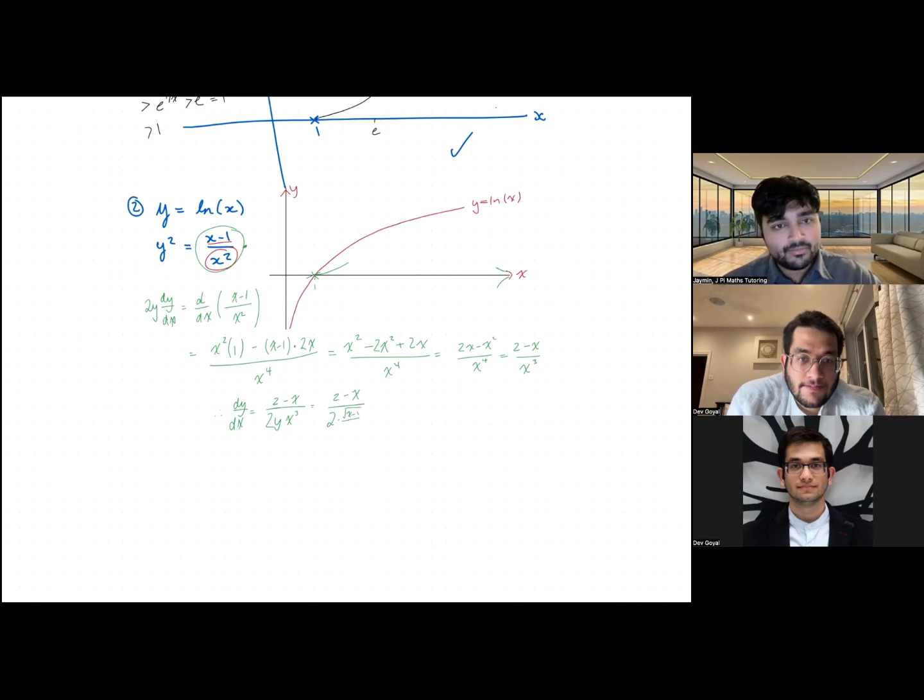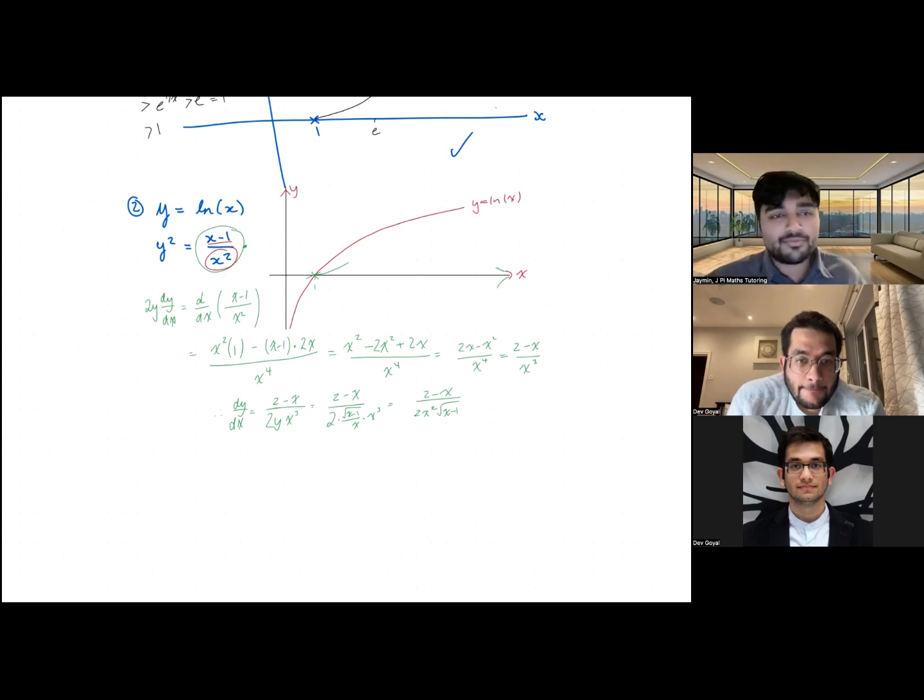Yes, over x multiplied by x cubed. So 2 minus x over 2x squared root x minus 1. So hopefully I've done that correctly. There may be a small algebraic error there. No, no, it's fine. Okay, awesome.